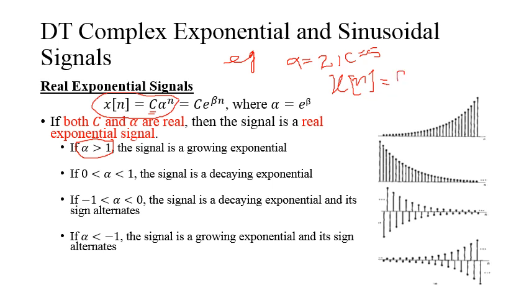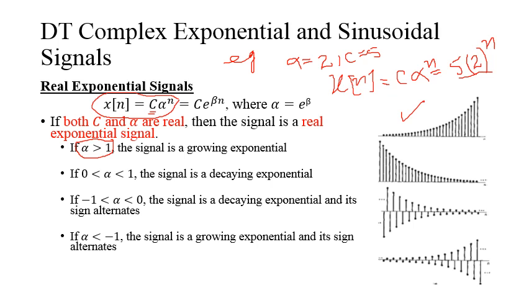So x of n equals c alpha power n. By putting values, c equals 5 and alpha equals 2, so 2 to the power n. You can understand that as n increases, for example n equals 0, it will be 2 power 0 is 1, then n equals 1, 2 power 1 is 2, when n equals 2, then it is 4, and so on. So you understand the resulting signal is exponentially growing or increasing, right? So when alpha is greater than 1, the signal is exponentially growing, which is shown here, right?